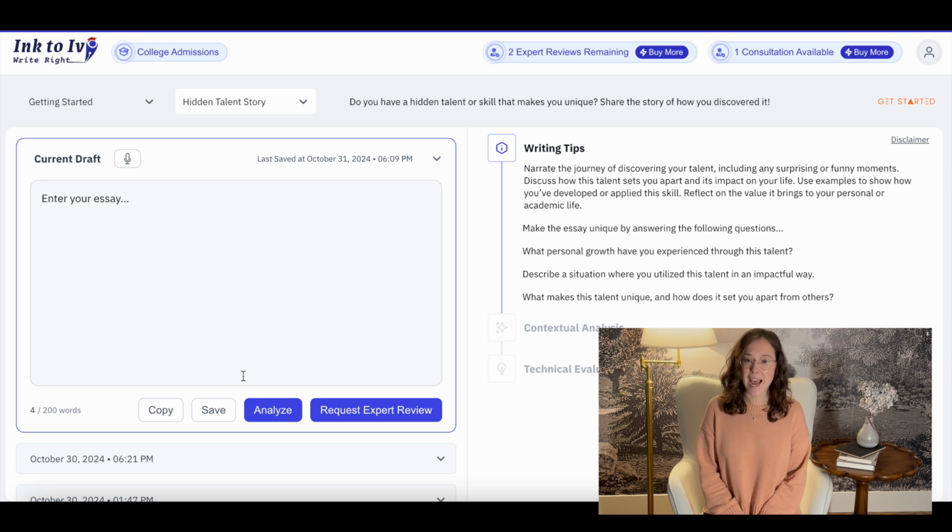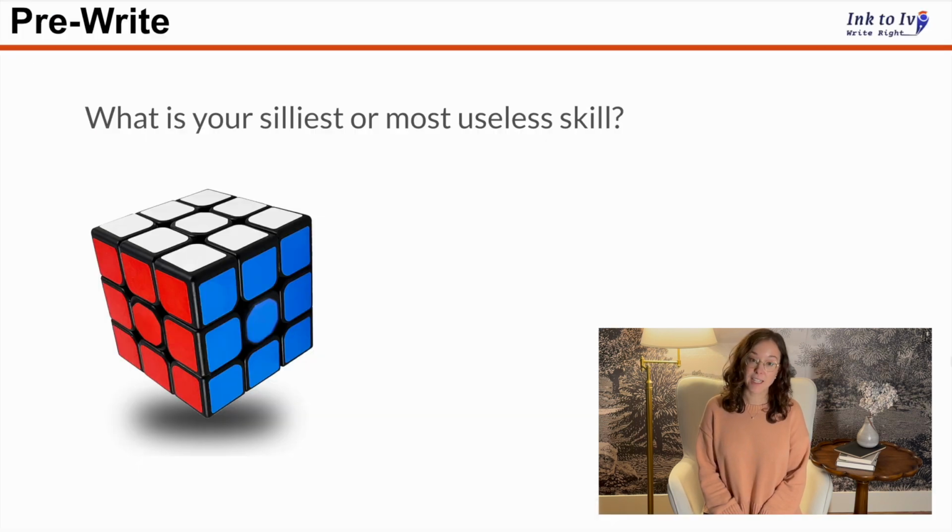Do you have a hidden talent or skill that makes you unique? Share the story of how you discovered it. To start flexing your creative muscles before you write, think about the most superfluous or random skill you have. Not something useful in school, like being good at mental math, or even something useful outside of school, like cooking. Instead, think of the silly thing you're good at, like solving a Rubik's Cube or befriending all of the neighborhood cats.